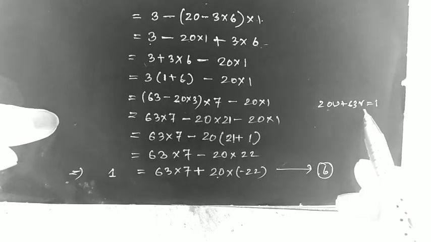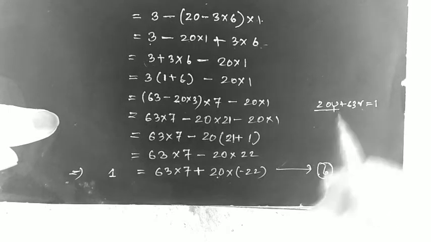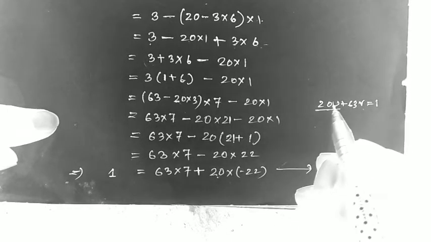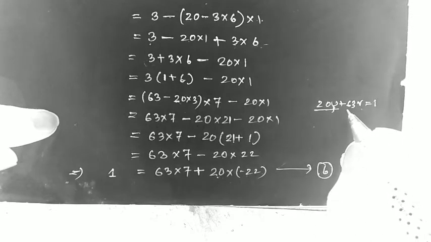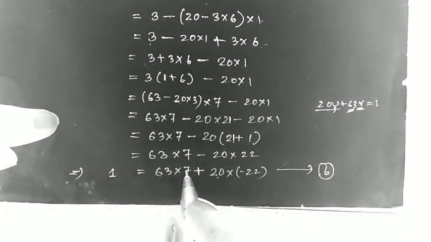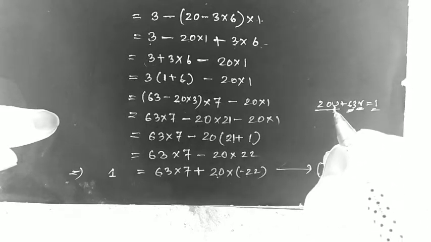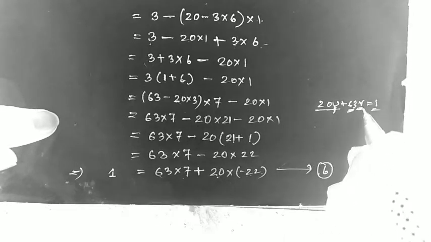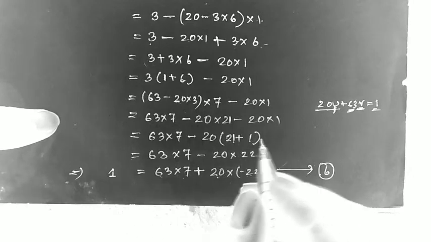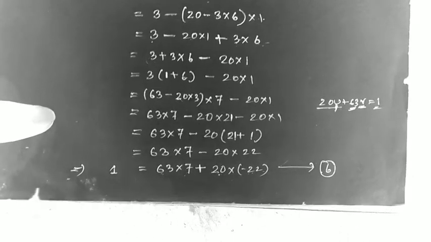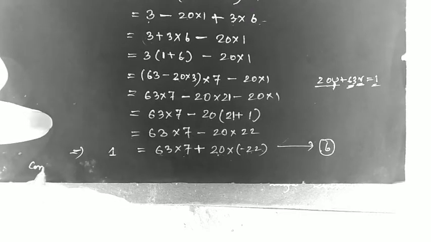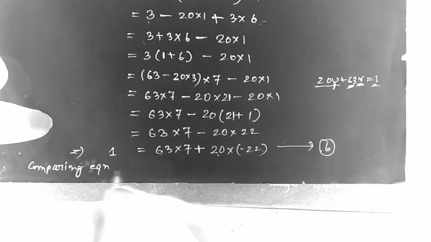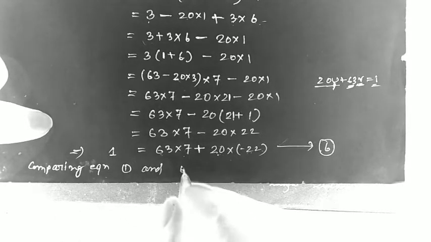Since 63 into 7 remains the same, and in our given equation we have 20u plus 63v, no? That means the plus sign is there. That means 20 is a positive number, 63 is a positive number. So we have to make this equation as it is. If we want to make it minus, 20 is a positive number, so we have to give minus 22, then plus minus minus. Why am I not giving the negative sign with 20? Because there is no negative sign in the given equation.